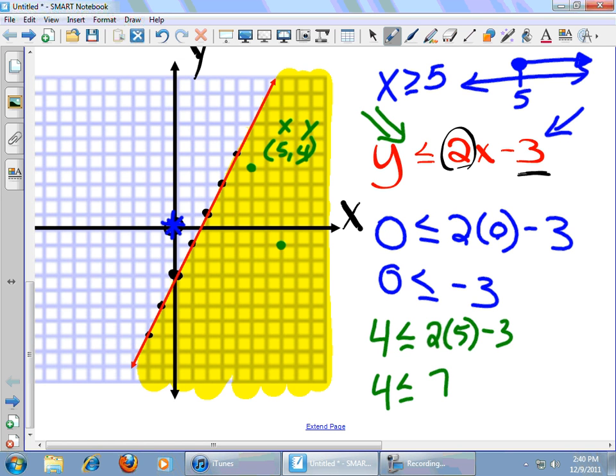On the contrary, if I pick any point over here, like the origin, and I plug the x coordinate and the y coordinate into the original inequality, I will get a false statement. This is actually pretty easy. You just got to remember to shade.